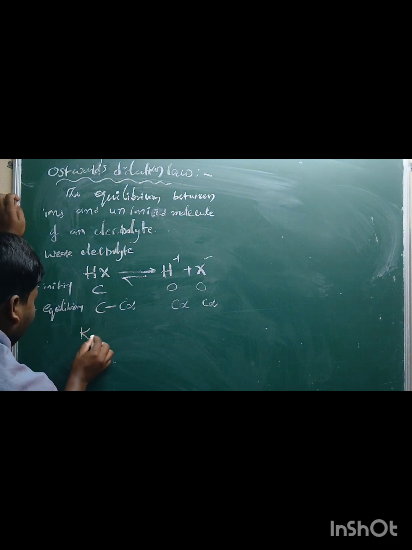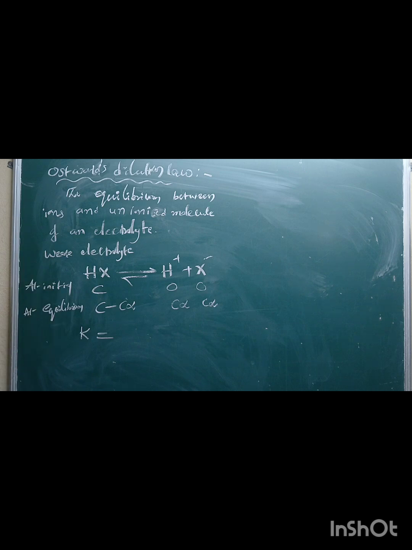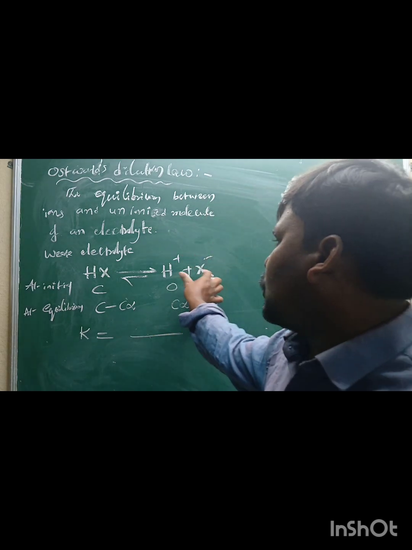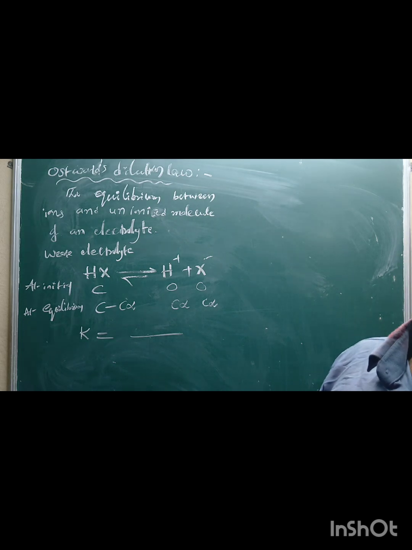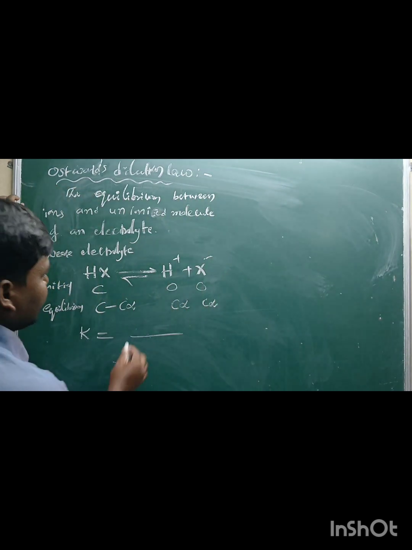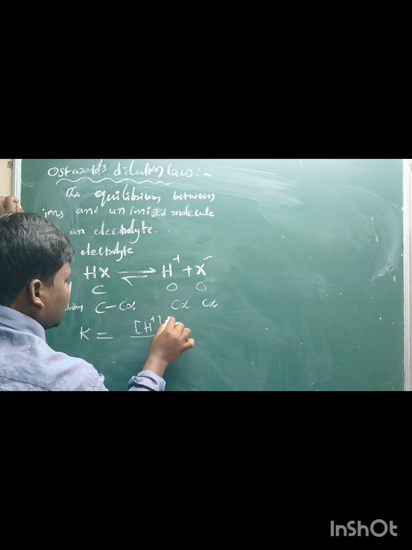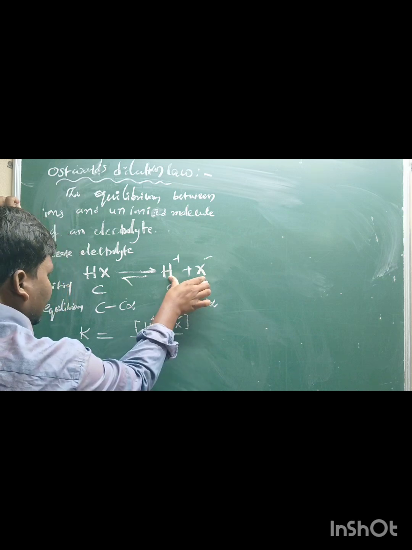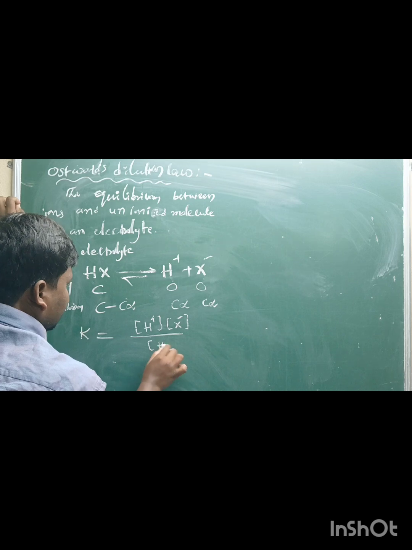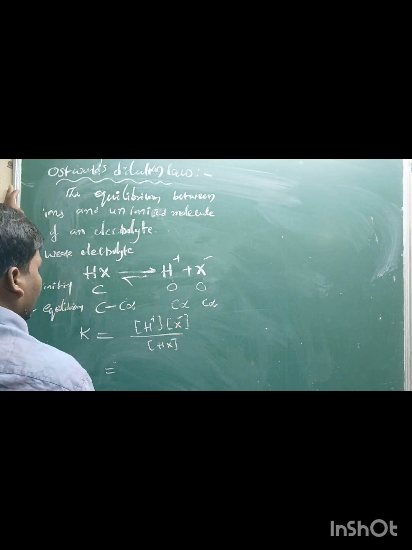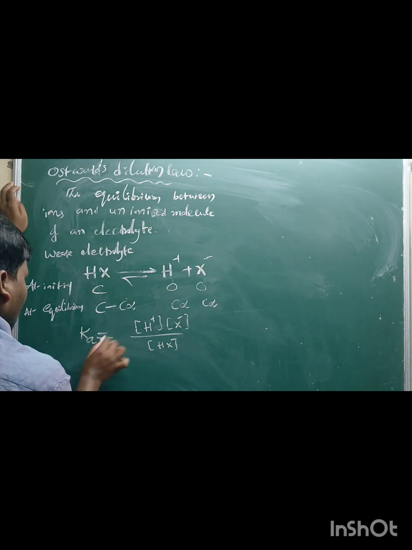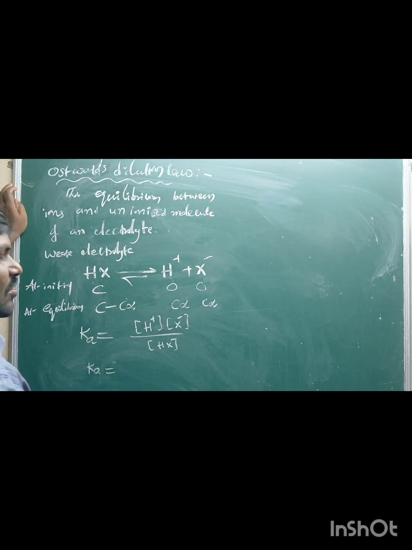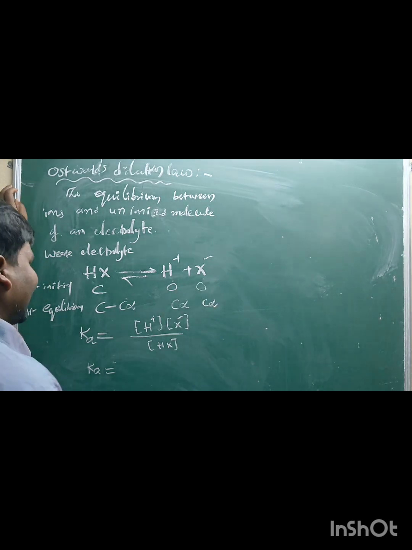Okay, by applying the law of mass action, according to the law of mass action, it is the ratio of the product of the concentrations of products to the product of the concentrations of reactants, with each concentration term raised to some power. These are the products. This is the reactant. For a weak electrolyte, now I am taking small a here. This is the dissociation constant for an acid, or ionization constant of an acid.